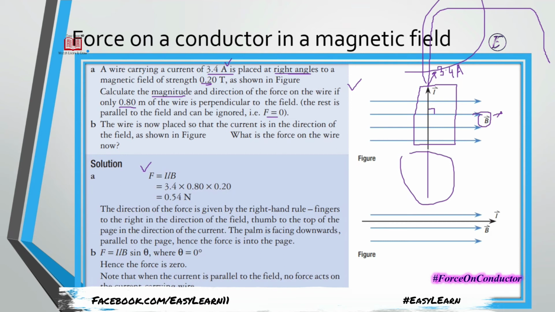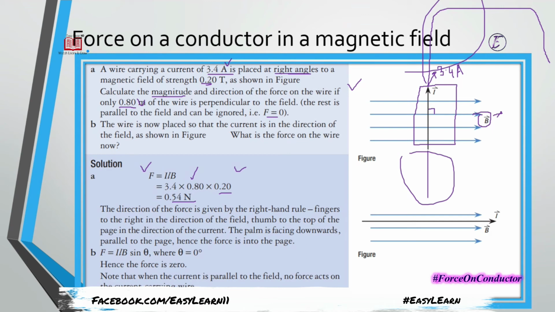F is equal to ILB, and putting in the values: 3.4 means the current is 3.4 ampere. L means length, which is 0.8 meters. What is the strength of the magnetic field? It is 0.2 tesla. Substituting these values, the answer is 0.54 newtons. Okay, very good. The direction of the force is given by the right hand rule.